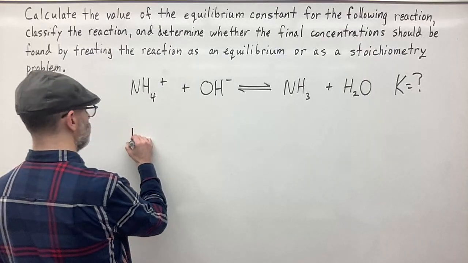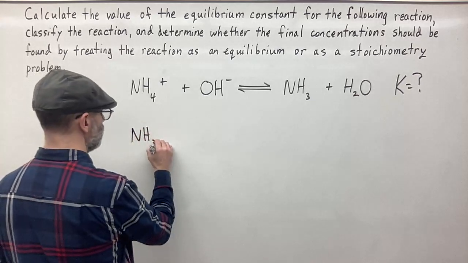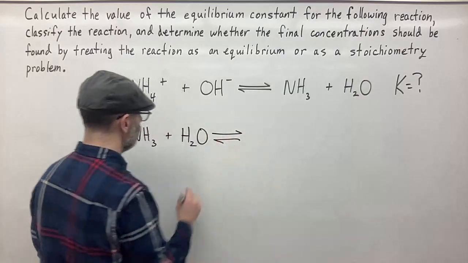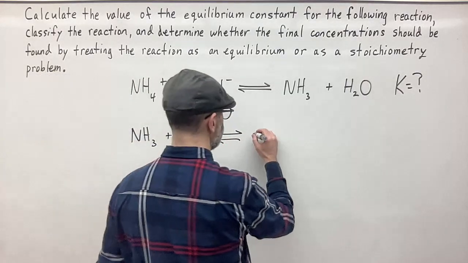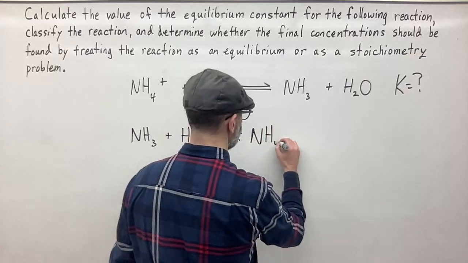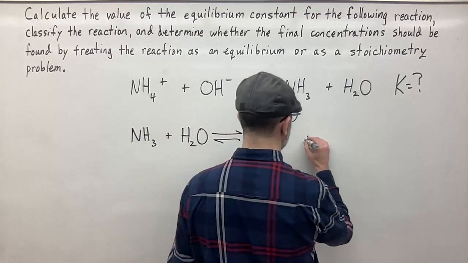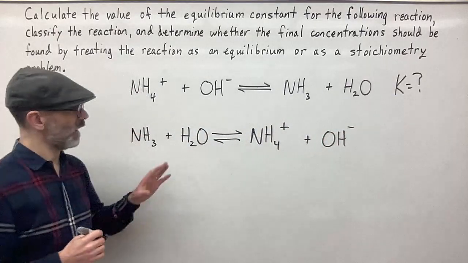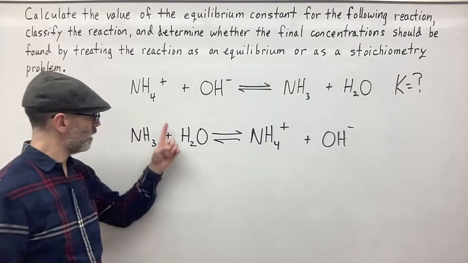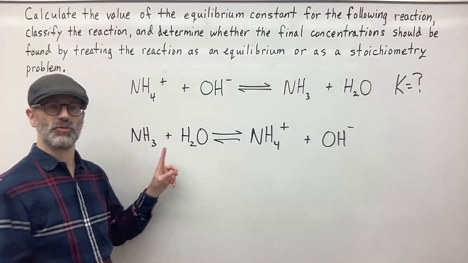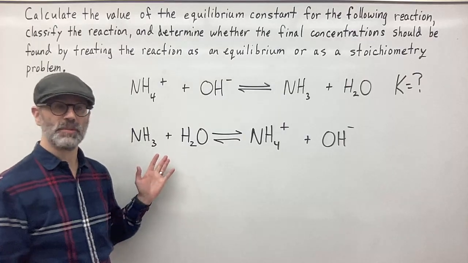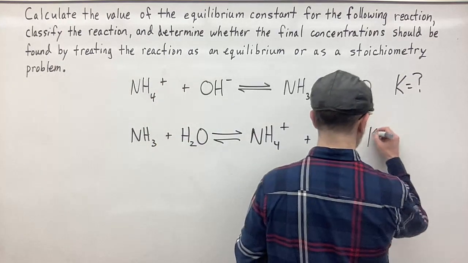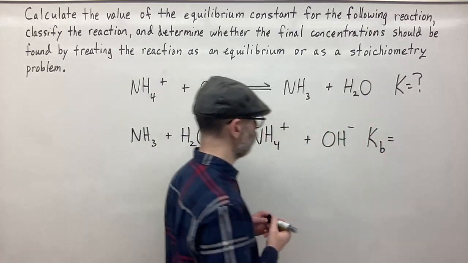So here we have NH3, ammonia, reacting with water. Ammonia is going to take hydrogen from water. You're going to get NH4+, the ammonium ion, plus OH-, hydroxide ion. So now that we've reversed the reaction and we've noticed here that we have a weak base reacting with water, we have a Kb value. So there's a Kb value associated with this reaction. So the Kb value is going to be equal to something.